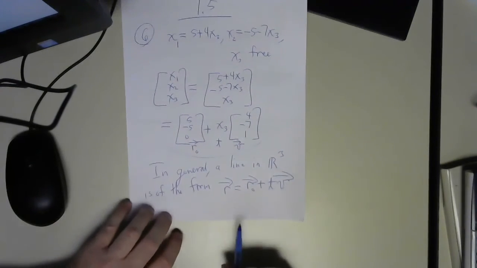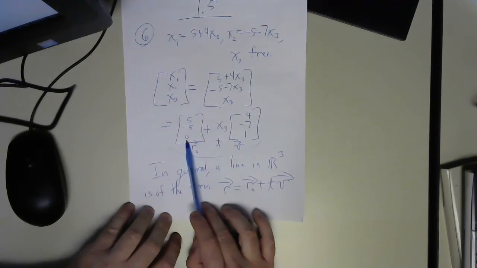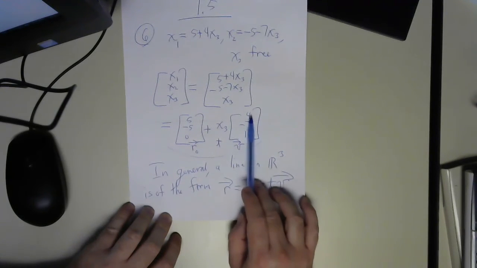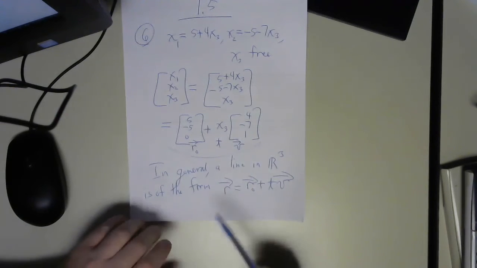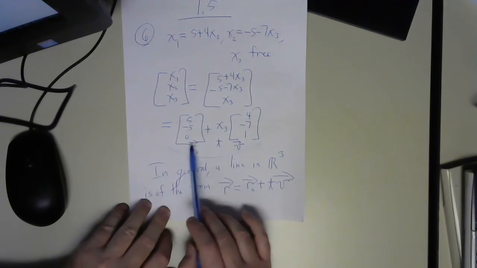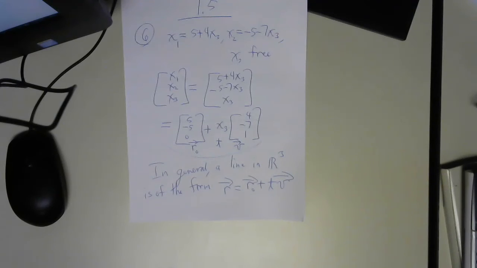So what we really have is a line that goes through the point 5, negative 5, 0, and it's pointing in the direction of 4, negative 7, 1. So on that particular problem, they're going to make you enter the point that the line contains and also the direction in which it's pointing. And that's how you answer that one.